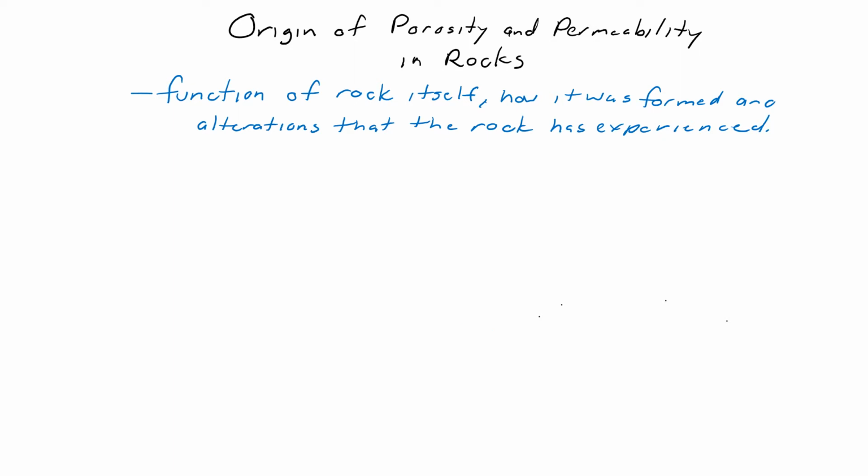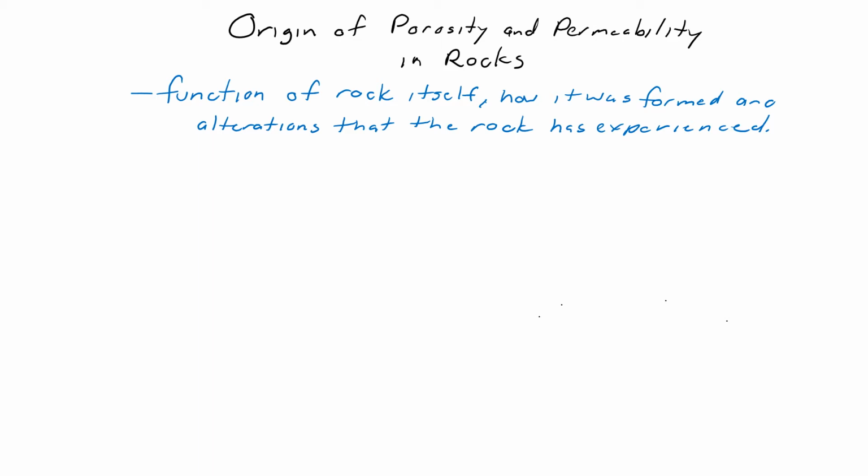For example, a granite and a sandstone form totally differently, right? Granite forms from the solidification of magma. A sandstone forms in a beach or a river in a dune environment where little sand grains are cemented together. Those are really different processes, right? And they result in rocks that have very different kinds of porosity. So how it forms affects the porosity.